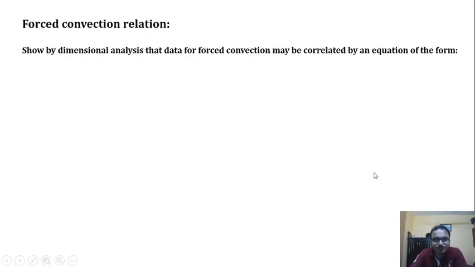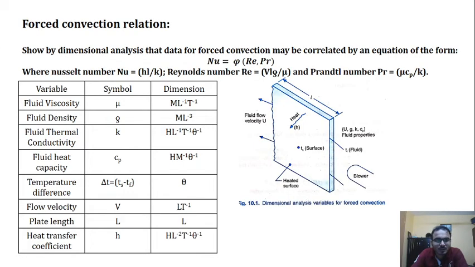So here are the important variables contributing towards forced convection. First is fluid viscosity, symbol is mu, and dimensions are given in this way. Second is fluid density rho, dimensions are M L minus 3.